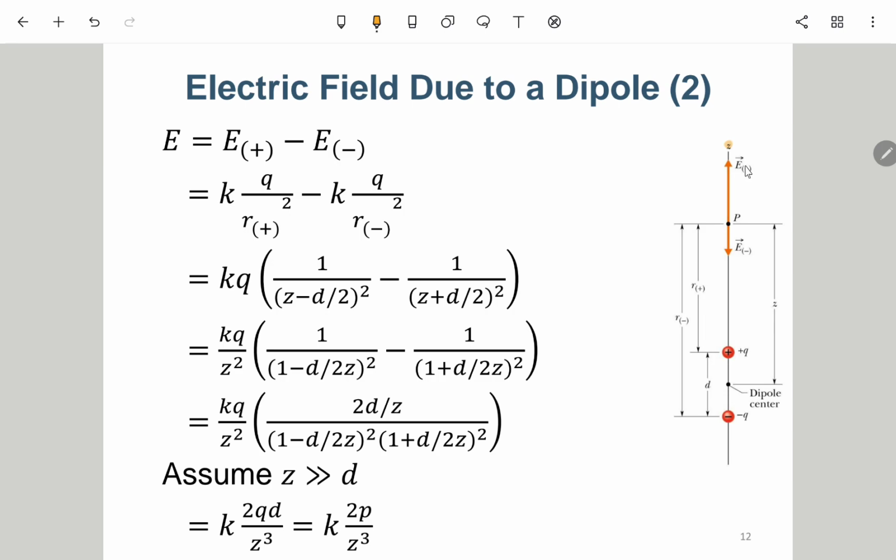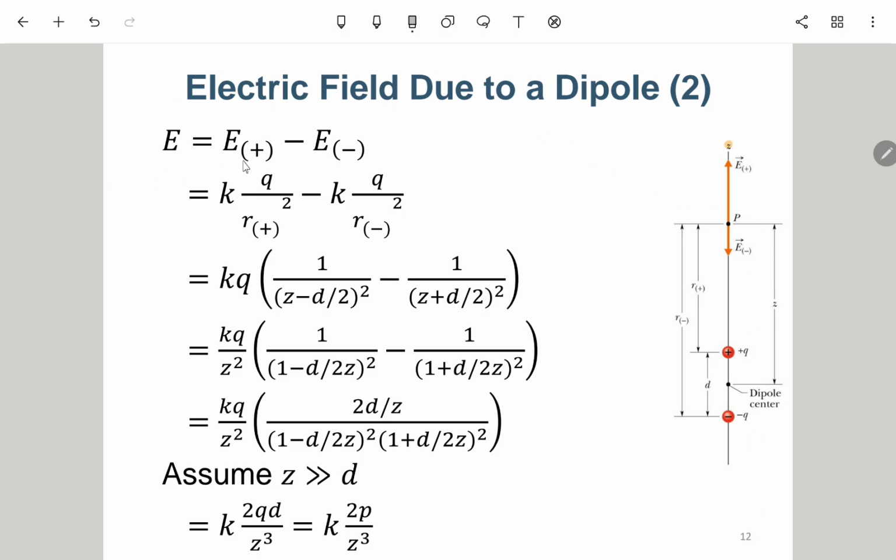Which means that the vector sum is just a subtraction on the z-axis, so it is easy to derive. Otherwise, if you take any other point, the E field will point in some other direction, and the electric field line would be something like this. But we can't find an elegant expression for the E field there. So here we just focus on the E field on the z-axis.